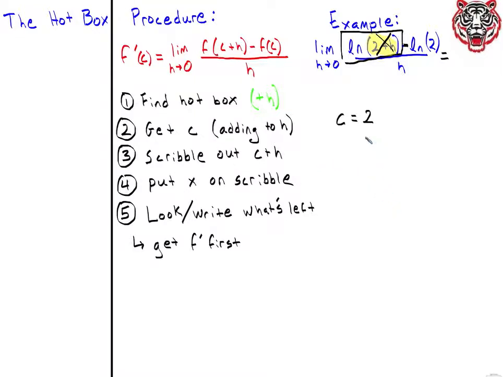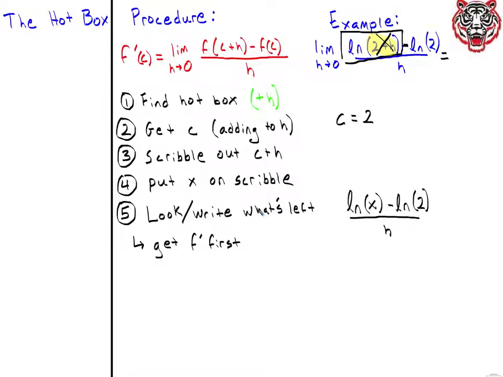So what do we have left? We have natural log of X minus natural log of 2, divided by H. Yeah, just to stay consistent, that is rewriting what's left.